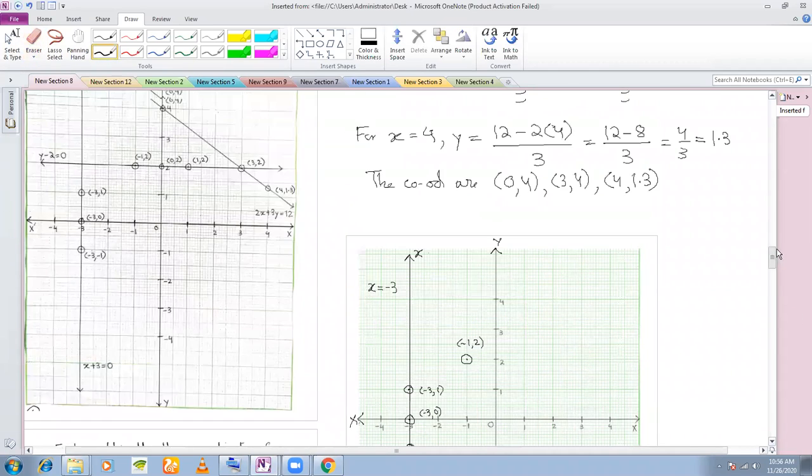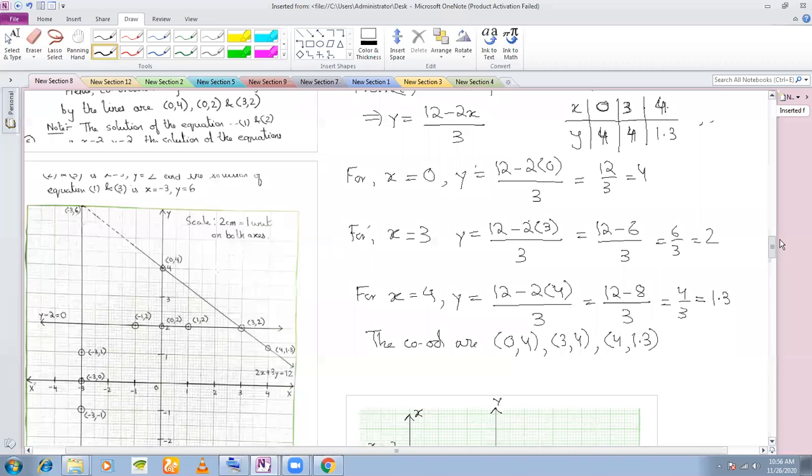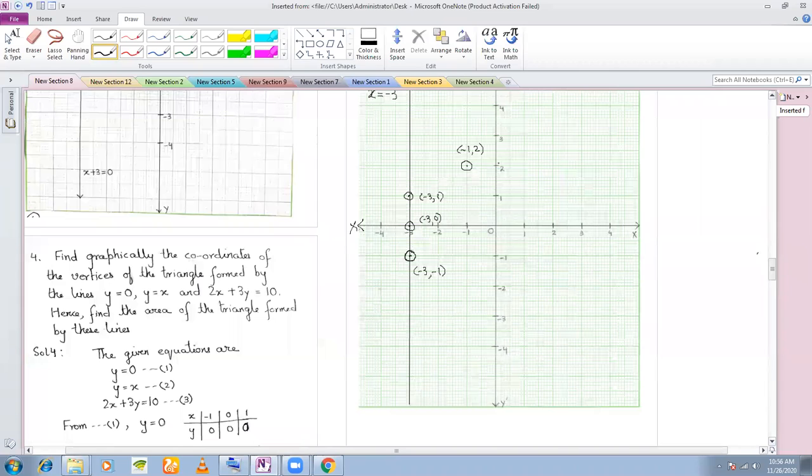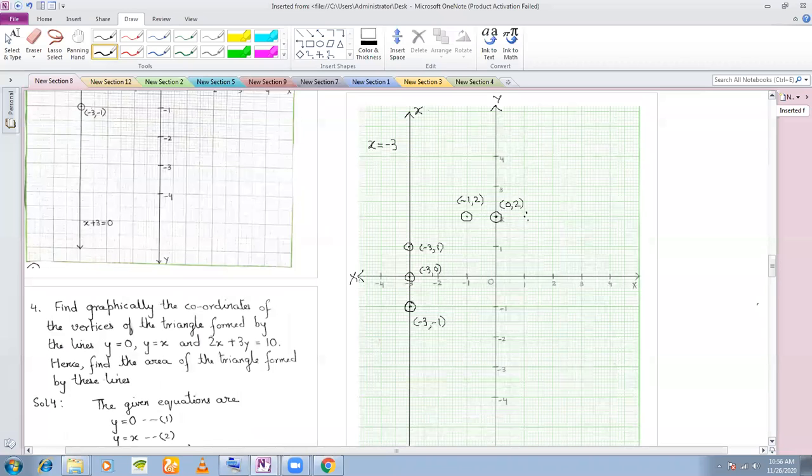Next point here is 0, 2. 0, 2 means 0 and then a 2 here. So this will be your point 0, 2. The next point is 1, 2. So 1, 2 will be here. Now you join these 3 points, and what you will see is that this straight line is now parallel to the x-axis.